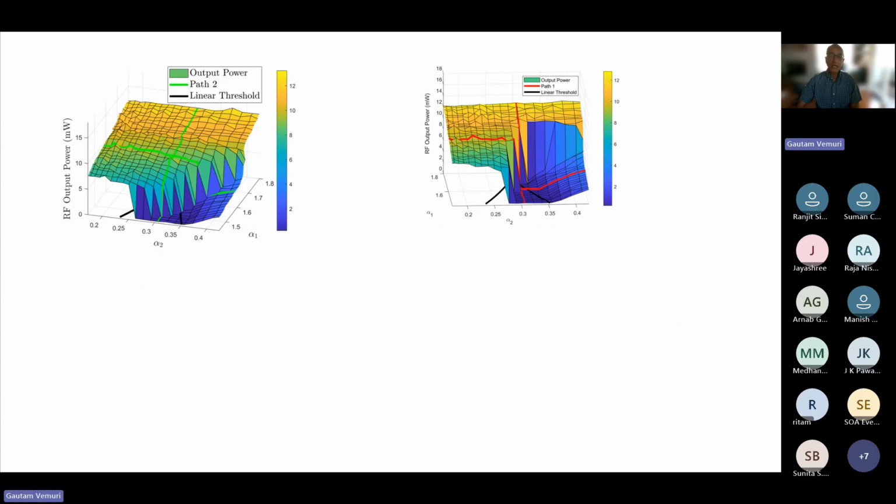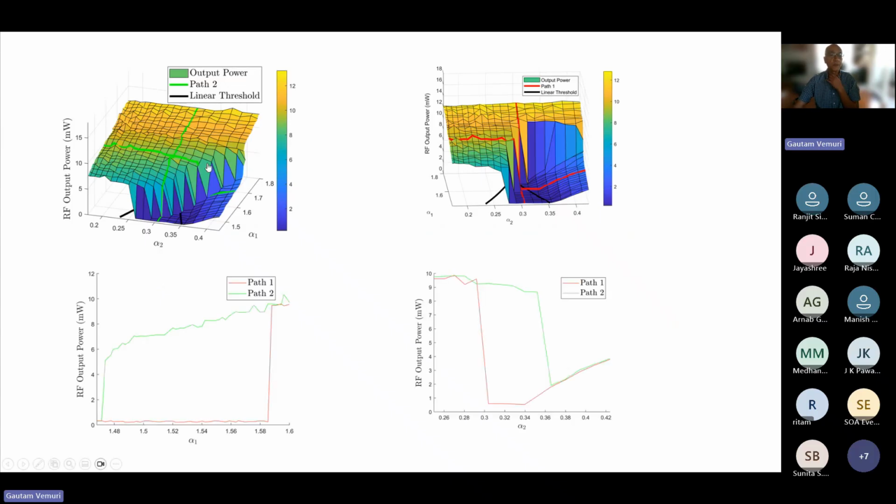So we're showing you that here in these plots. These are experimental plots, the output power versus the two gains. And what we're doing here, I'll just focus on this for a second, is we fix the value of alpha 1 and we scan alpha 2, and we get this whole surface here. But these bold lines here, it's kind of the same idea. I'll connect it to these pictures at the bottom.